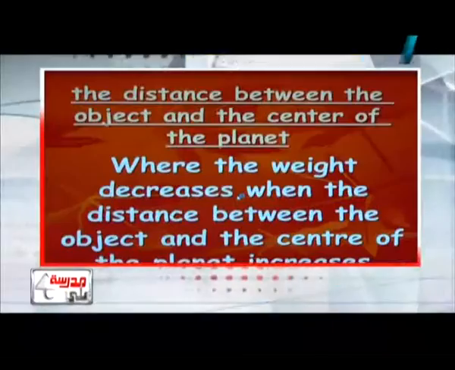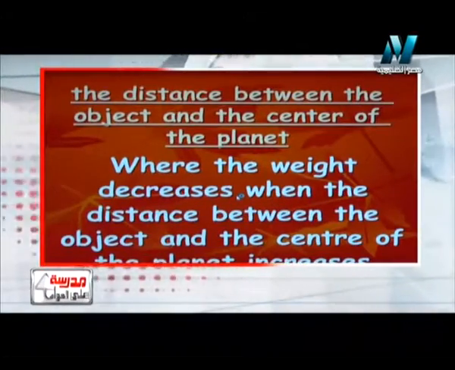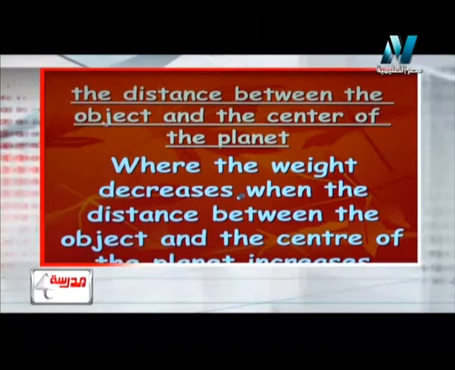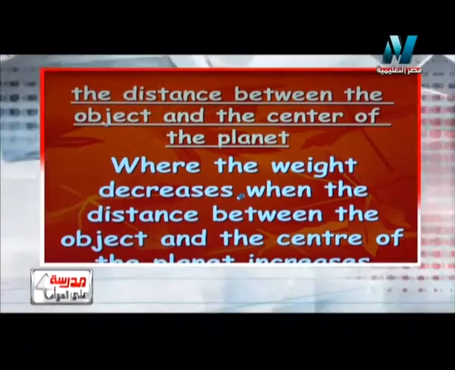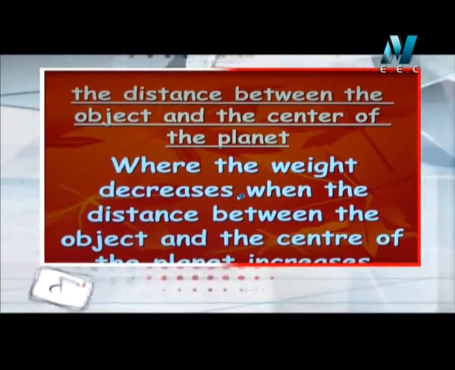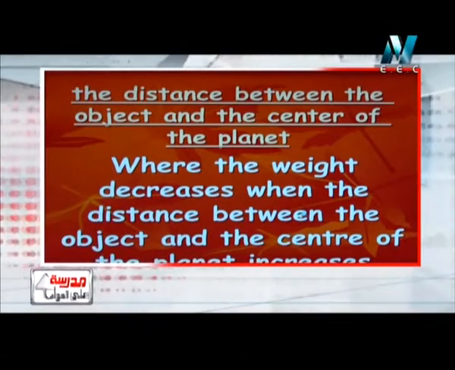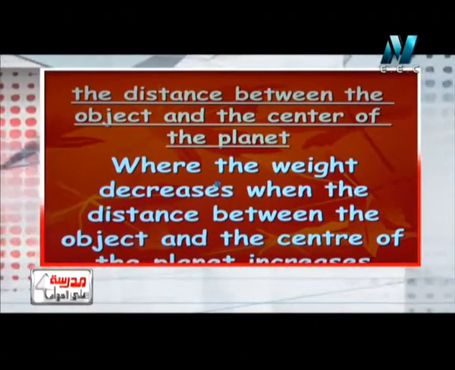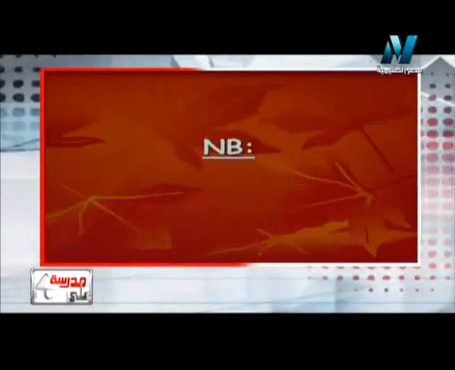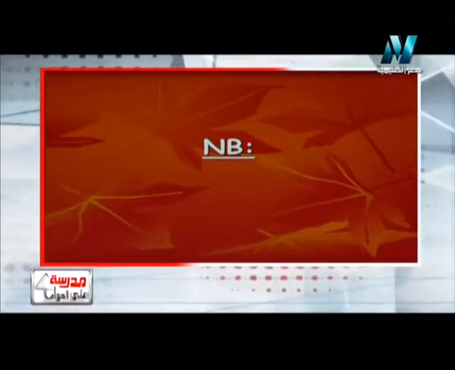Okay, so the last factor affecting weight is the distance between the body and the planet center, and we can say that the weight decreases when the distance between the object and the center of the planet increases. So we have three factors affecting weight, which are mass, place, and the distance from the planet center.